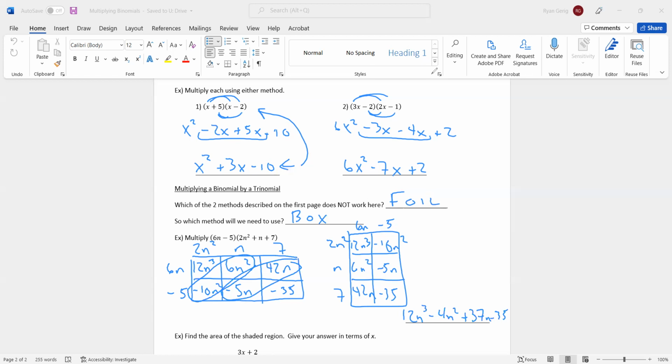Last thing before I move on, notice how the like terms in a box are almost always diagonal from each other. That's going to be the case if you do the box. If they're not diagonal, you're probably doing something wrong.